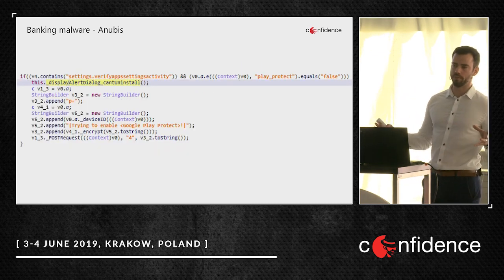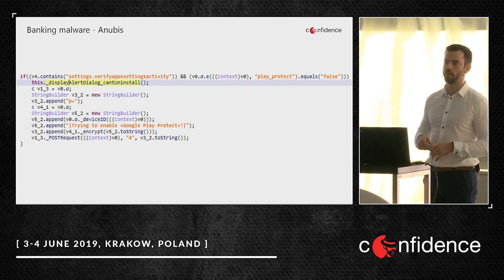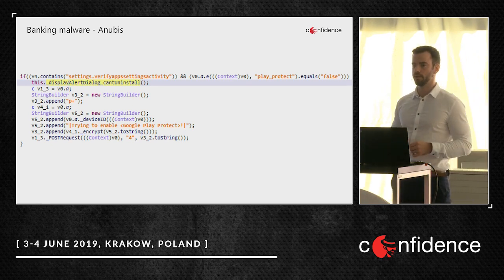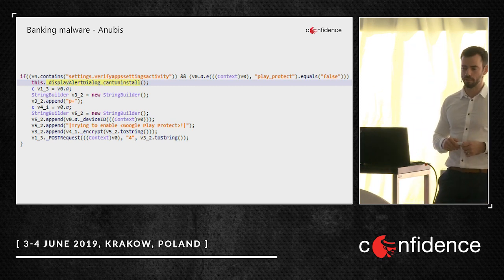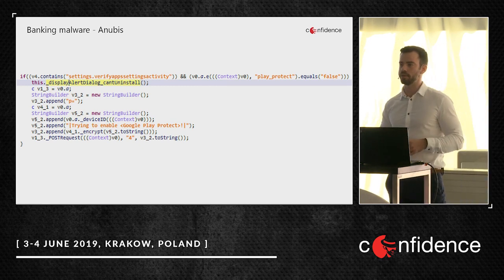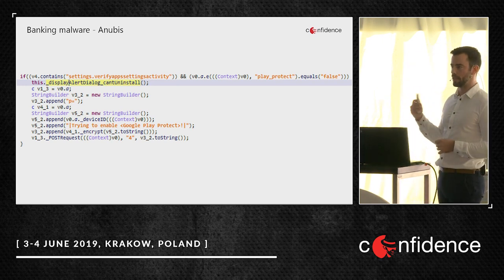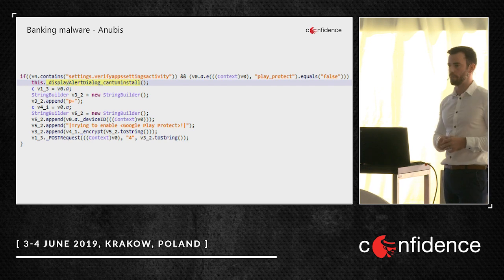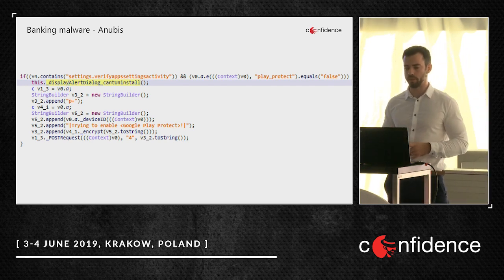Also, all Android devices have, or should have by default, Google Play Protect enabled, a security solution, let's say. Anubis disables that after it's on an infected device, and if the victim wants to enable it once again, this is the same fake notification. It cannot be done and shuts down the activity.